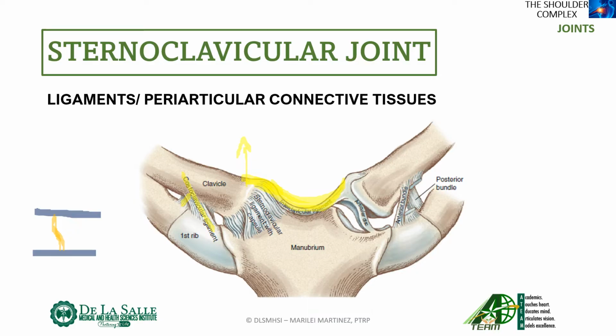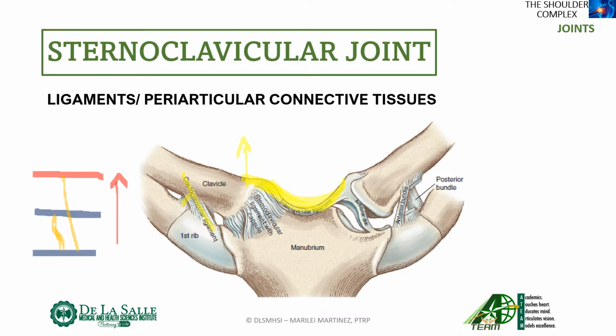If there is upward displacement of the clavicle, the clavicle will be displaced around here. I'm going to make it excessive for you to better visualize. Now, it will tighten the ligament, therefore stabilizing all motions of the clavicle, except depression of the clavicle.